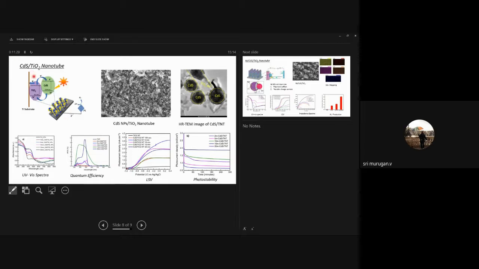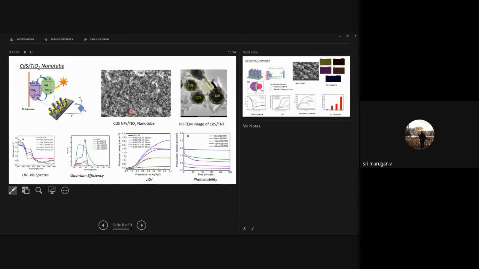The next one is the CdS TiO2 nanotube. First, on the TiO2 nanotube, the CdS nanoparticles are electrodeposited. You can see it here. This is a schematic view of that. This is the titanium metal. After the TiO2 nanotubes are electrochemically anodized, the CdS nanoparticles are electrodeposited.